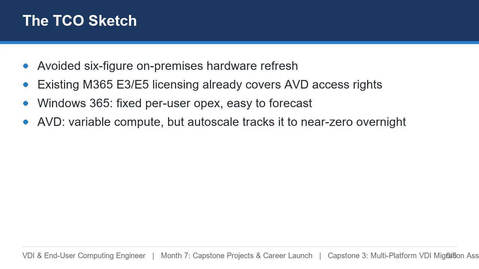The TCO sketch is directional, not a committed invoice. Its job is to show the shape of the economics, the hardware refresh that disappears entirely, licensing Soulborn already owns that reduces incremental AVD cost, and the contrast between Windows 365's predictable flat pricing and AVD's variable compute cost, which is actually an advantage for the pooled population, because autoscale lets that cost shrink to nearly nothing overnight.